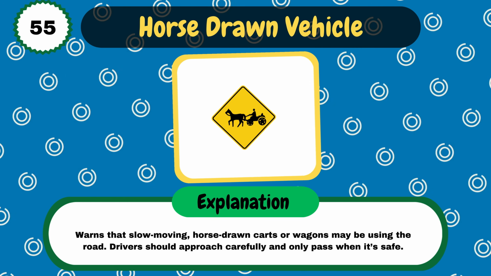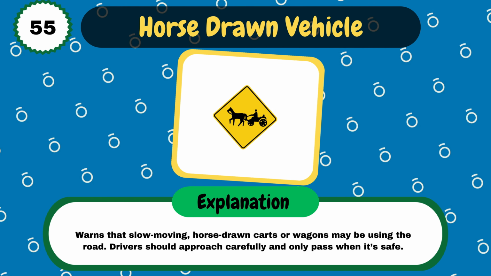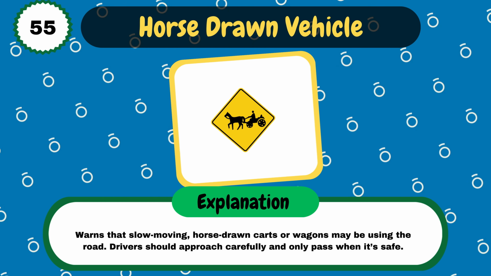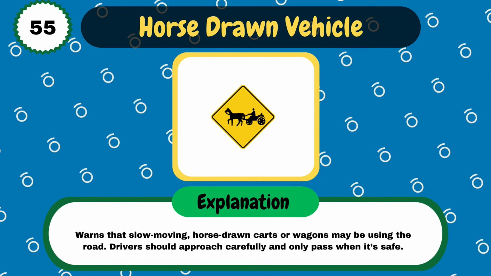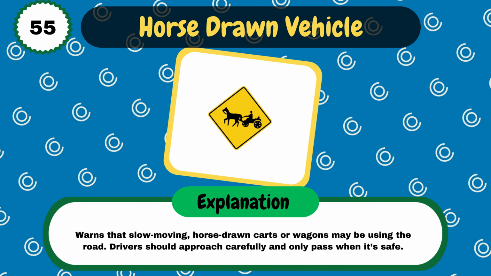This is the horse-drawn vehicle sign, and it means that slow-moving carts or wagons pulled by horses may use the road. Drivers must approach patiently, keep a safe distance, and only overtake when there's ample space and visibility.